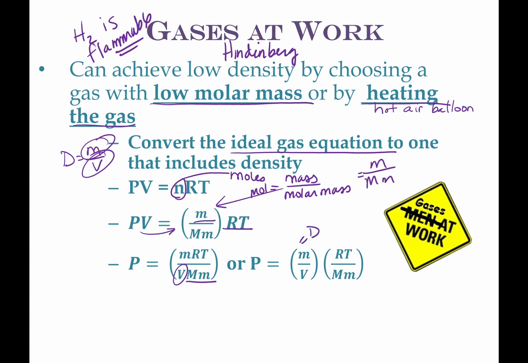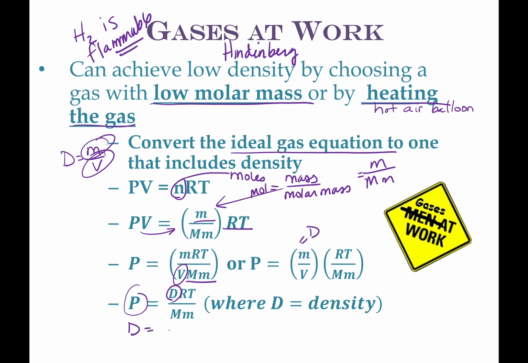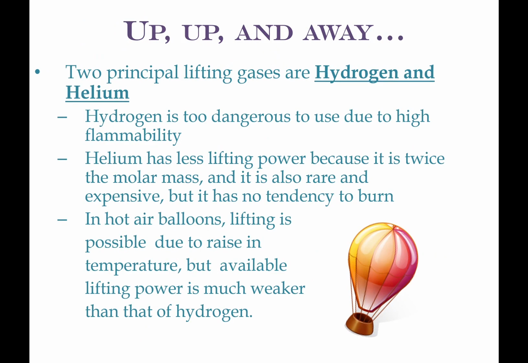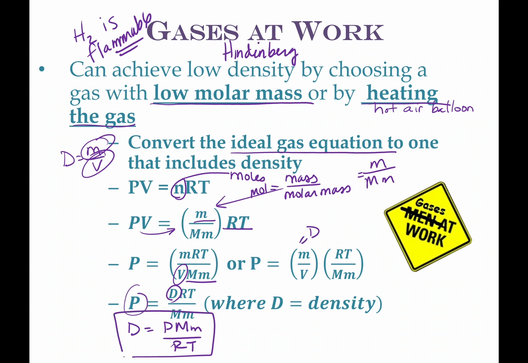So we can then say dRT, density times R times temperature, divided by molar mass is equal to pressure. So if we wanted to solve that for density, we would say density is equal to pressure times molar mass divided by RT. This would be how to solve for density.